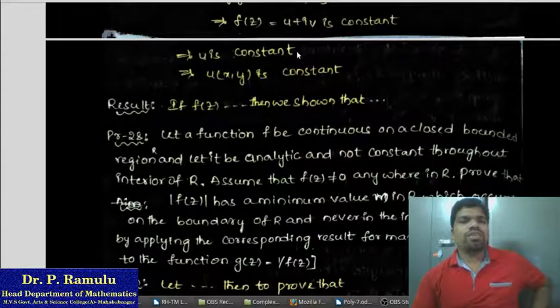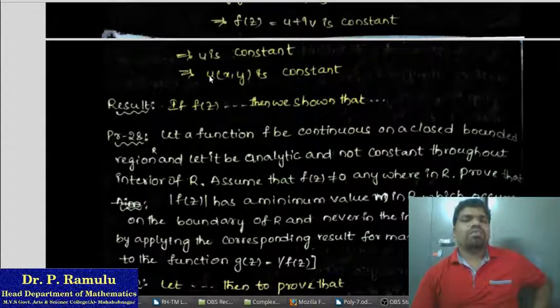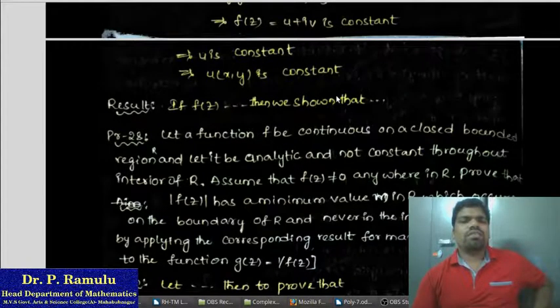I am taking that u is constant. u, nothing but u of x comma y, is constant. So our practical problem is solved. As a result you can write, if f of z satisfies all these things, then we have shown that f of z is constant, you can write by using the problem.